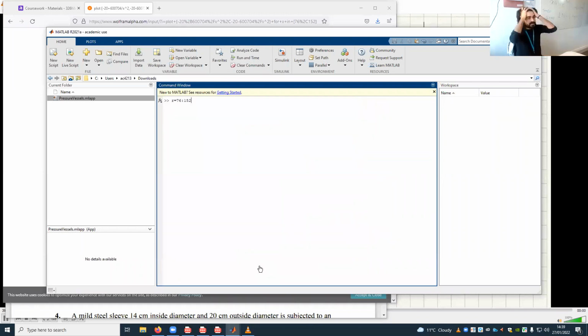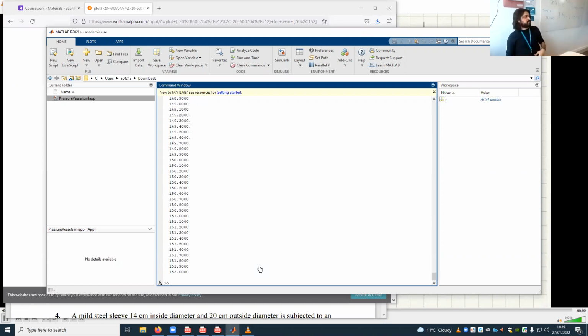So I'm going to say that R is, so if I do this, my vector is 76, 77, 78, 79. So it's 1 point each. Let's say I want it a bit finer. So instead of doing steps of 1, I'll go in steps of 0.1. So this creates a row vector, which I don't want. I want a column vector. This creates a column vector from 76 to 152 in steps of 0.1. So it's 761 values.